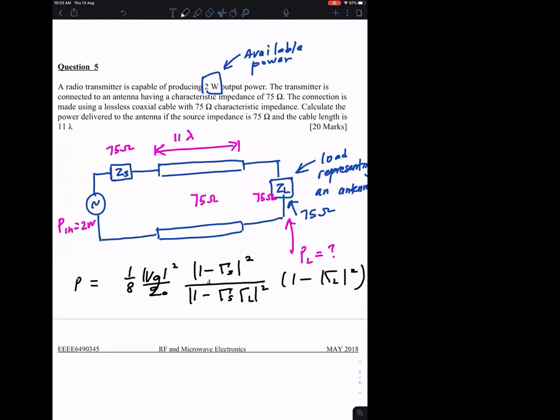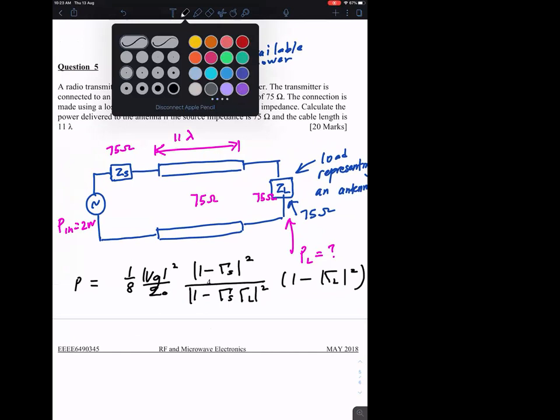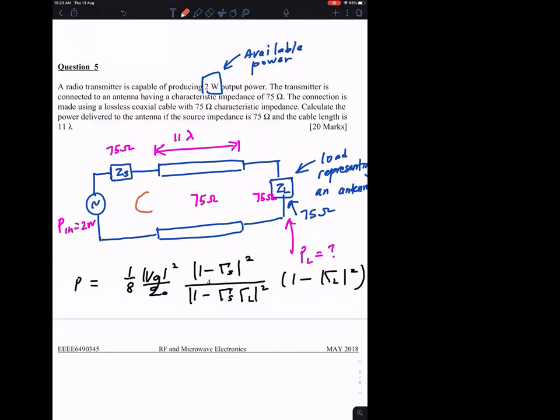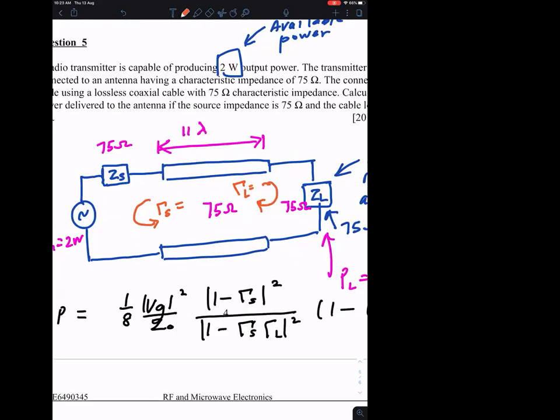So this reflection coefficient gamma S is how much? Is equal to? Can anyone tell what is gamma S? And what is gamma L, the reflection at the load? 0.75, sir. Somebody said 0. Who was that?